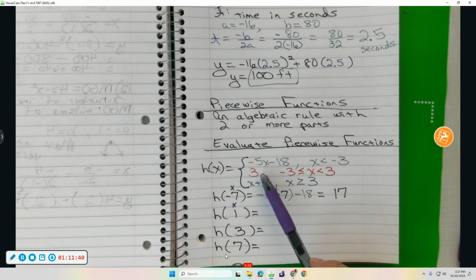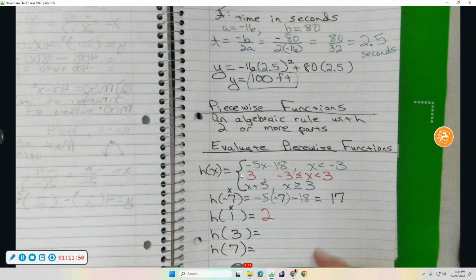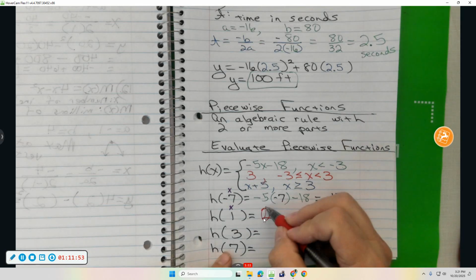So I'll go over here to plug in for x, and there isn't an x. This piece here is nice because it's a constant function. The y value is just a 2. No, a 3. A 3. Where did I get 2?